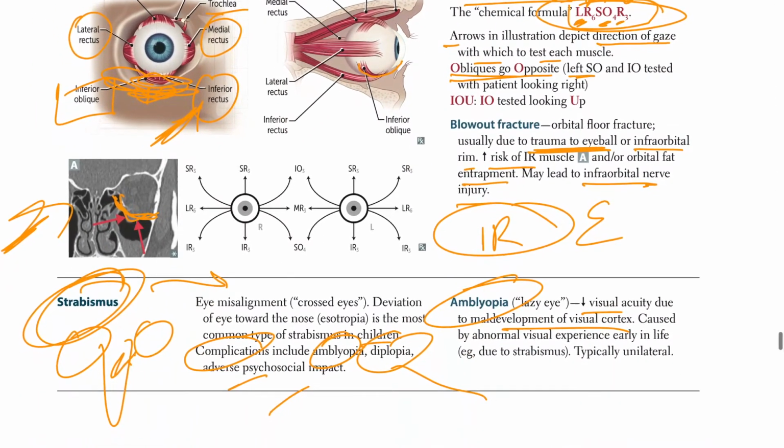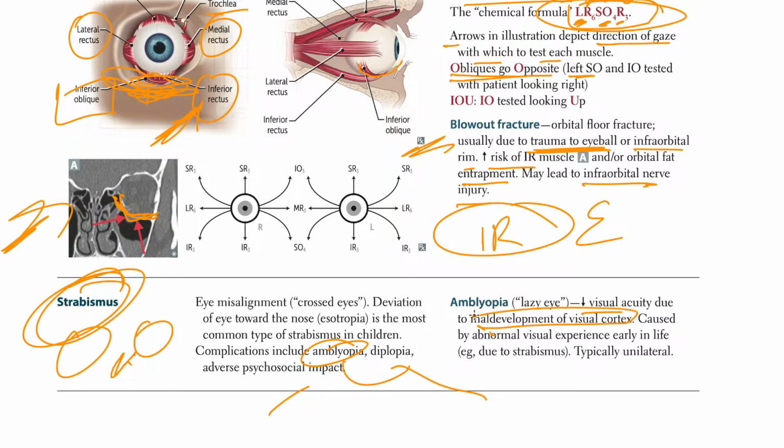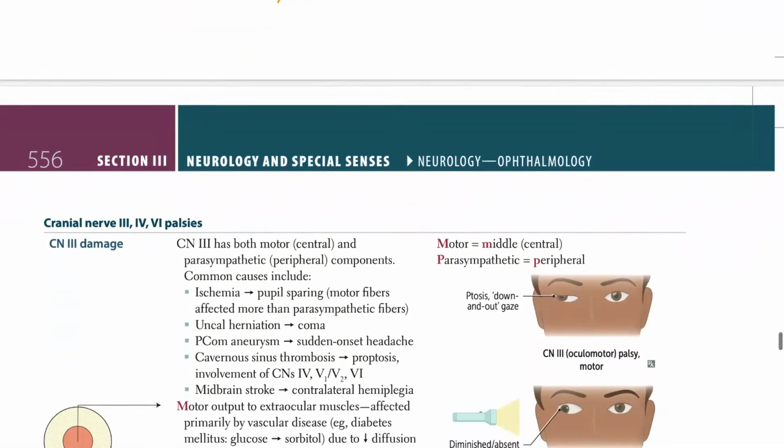Okay, so that's what we have with this blowout fracture. Then we have strabismus, which is a misalignment of the eye, the crossed eye, for example. Deviation of the eye towards the nose. Esotropia is the most common type, and it can cause amblyopia, which is maldevelopment of the visual cortex causing decrease in visual acuity, okay, diplopia, double vision, and adverse psychosocial impact. Okay, that's pretty much all.